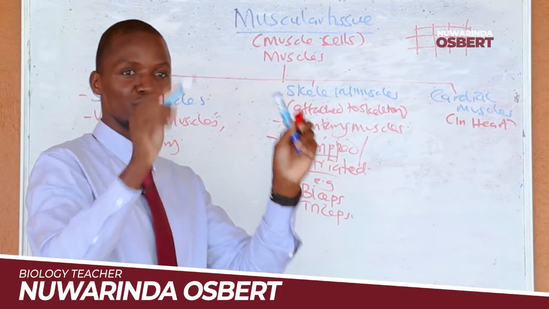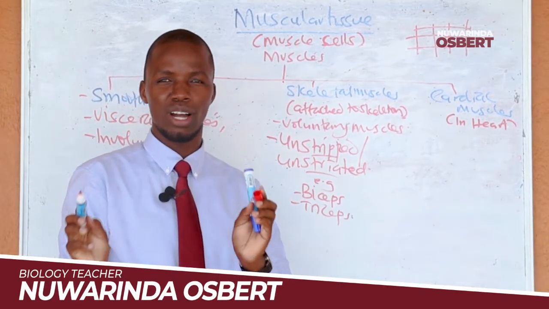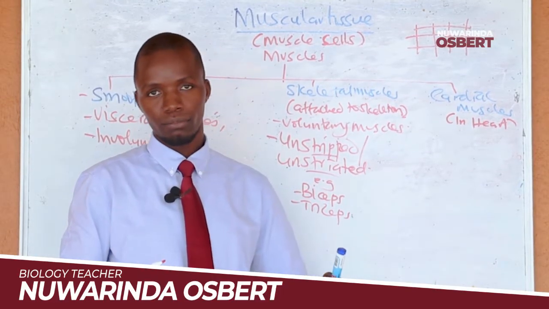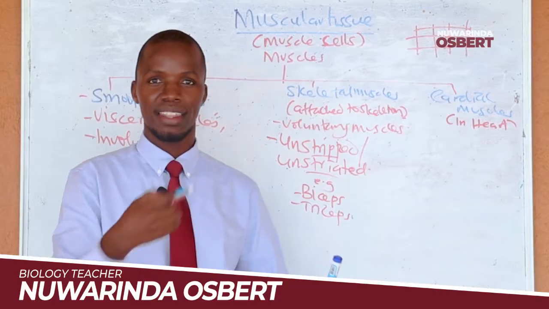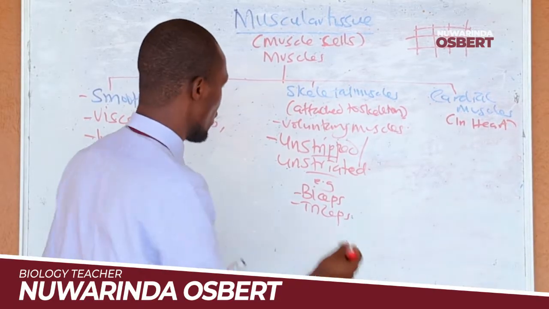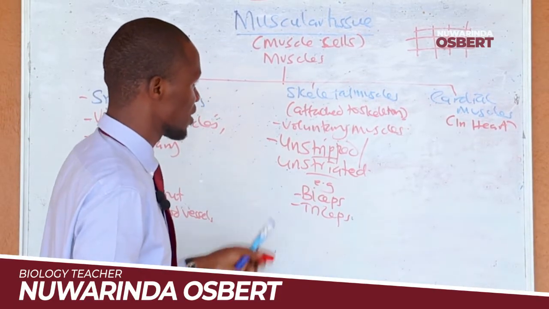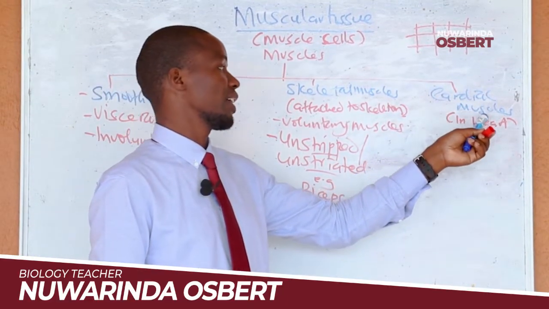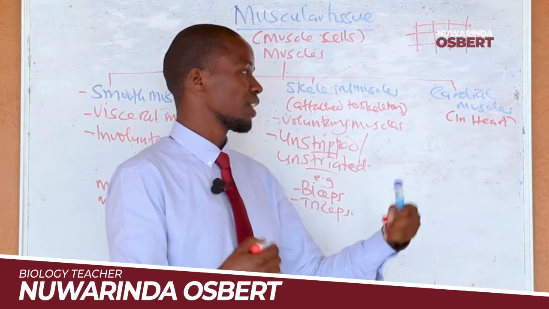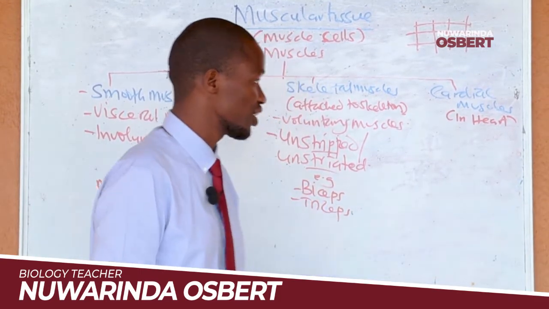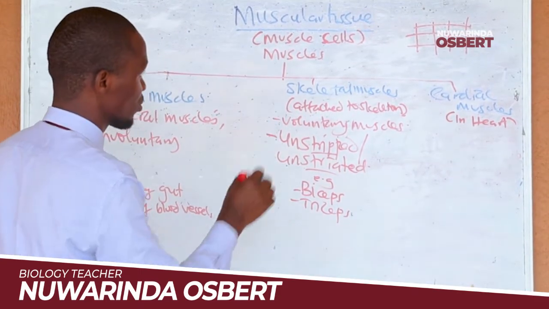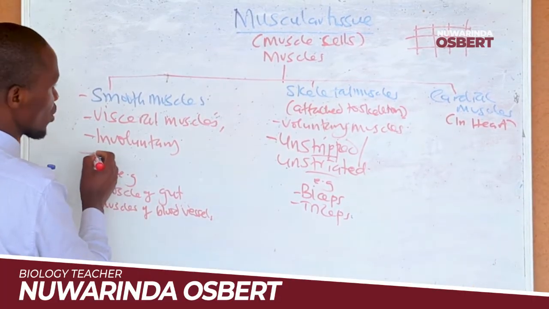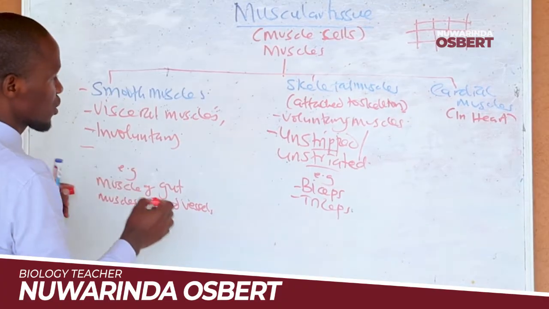They have areas which are dark and areas which are somehow light. So we say they are kind of striped, so that's why we call them striped muscles or striated muscles. Then these other ones are specifically muscles of the heart. Here I don't have much to talk about them as for now.